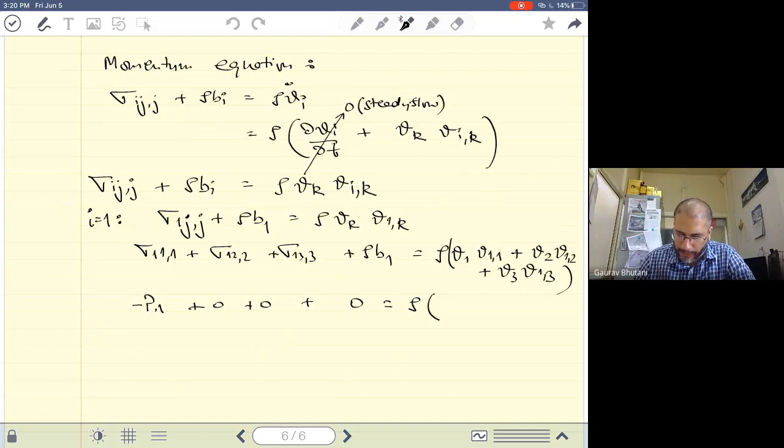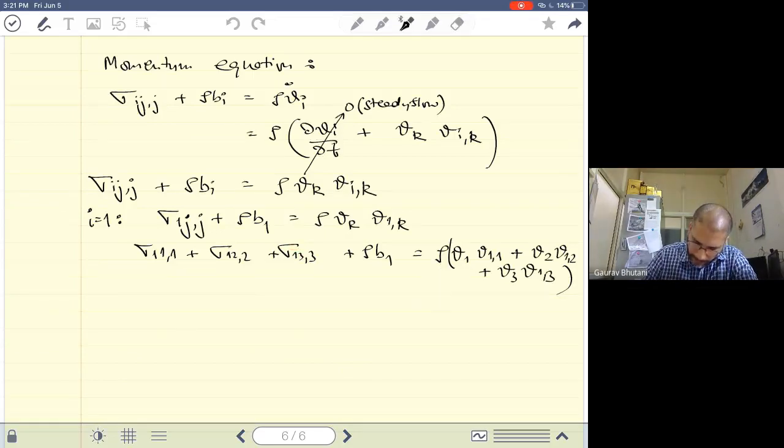And then v1 and v3 are 0. So the first and the third term on the right hand side are 0. And the second term, which is v2 times v1 comma 2, is also 0 because v1 comma 2 is 0. So we have a 0 on the right hand side as well. So the e1 direction momentum equation simply boils down to minus p comma 1 is 0. So this we'll call equation 1.